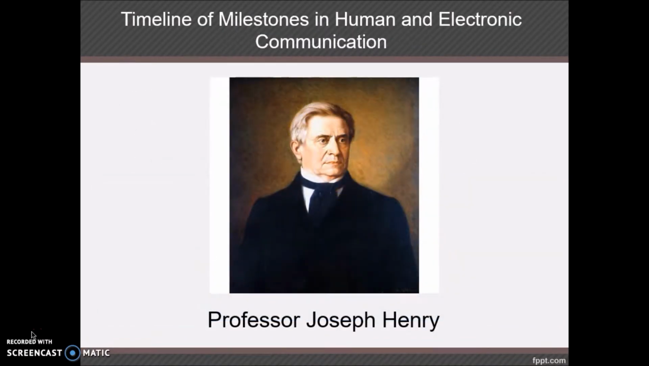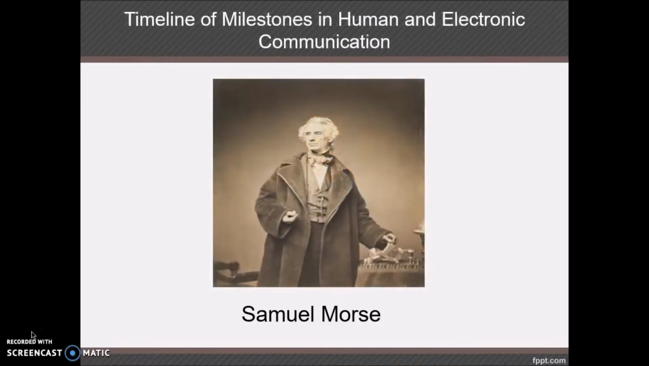So now, let's talk about a timeline of milestones in the human and electronic communications. First off, in the year 1830, we have Professor Joseph Henry. He was the person who transmitted the first practical electrical signal. Next, in 1837, Samuel Morse invented the telegraph. Telegraph is supposed to be something that he is holding at the moment.